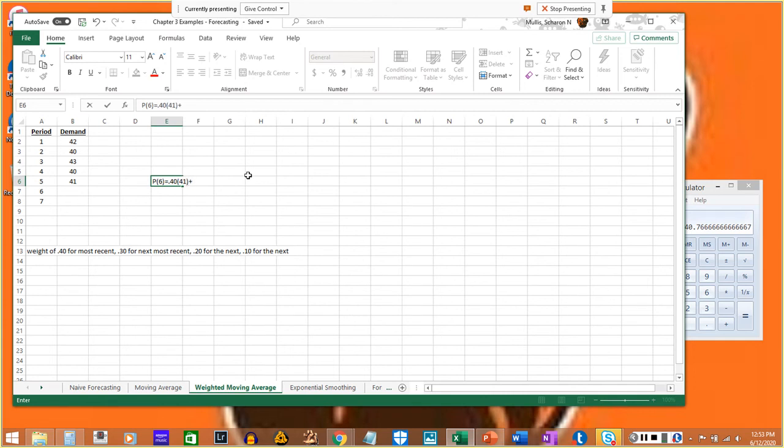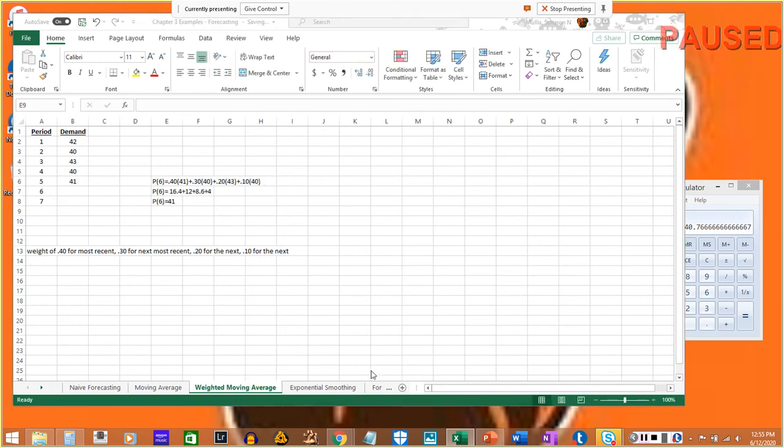plus 0.30 times 40 plus 0.20 times 43 plus 10%, 0.10 times 40. And if we add all of those up, alright, so after adding up all the numbers, period 6 equals 41.